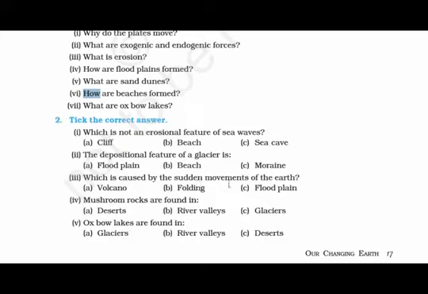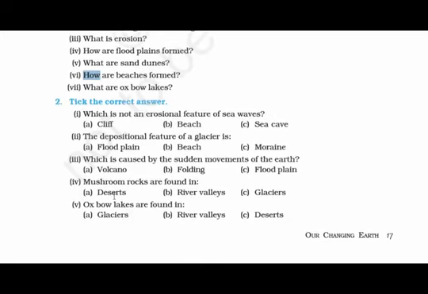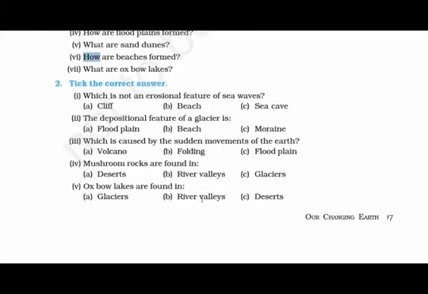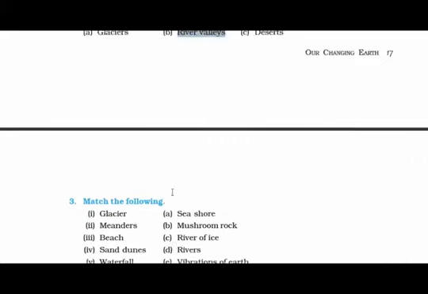Which is caused by the sudden movements of the earth? Folding, yes. When two plates, that is the lithospheric plates, move, they form folds. Floodplain is caused by running water. Volcano is a vent which is there to take out the magma. Mushroom rocks are found in deserts. So the meaning of mushroom rocks is they are narrow from the base and wide from the top. Oxbow lakes are found in river valleys because they are formed due to the river, not deserts, not glaciers.